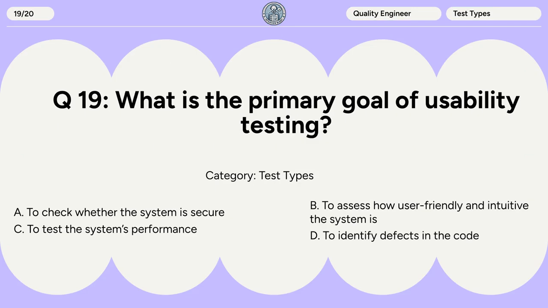Question 19. What is the primary goal of usability testing? A. To check whether the system is secure. B. To assess how user-friendly and intuitive the system is. C. To test the system's performance. D. To identify defects in the code.